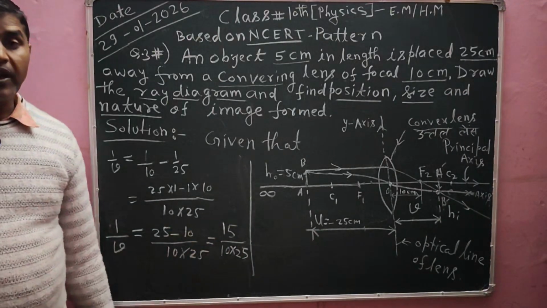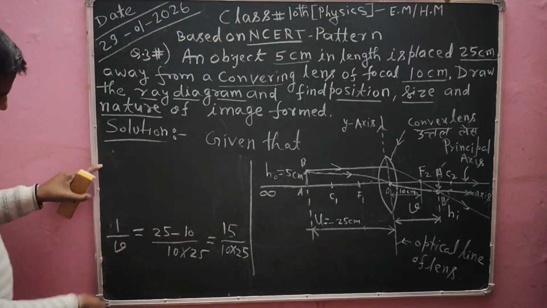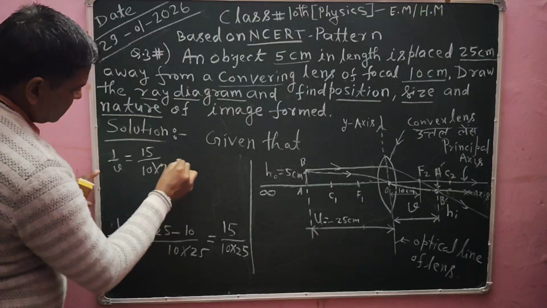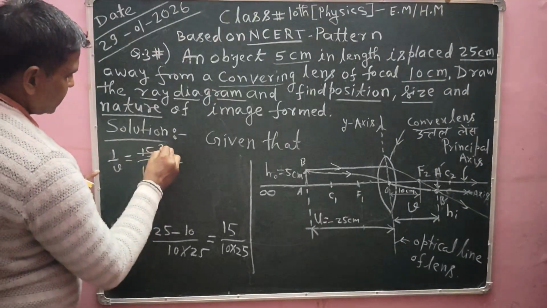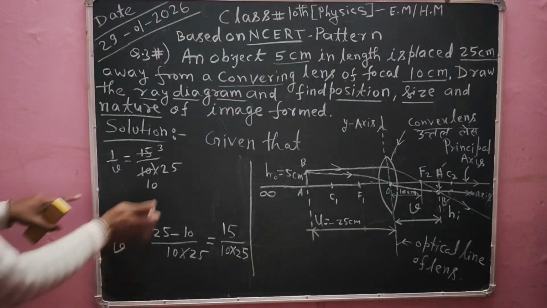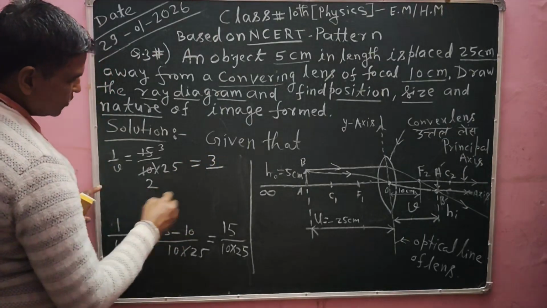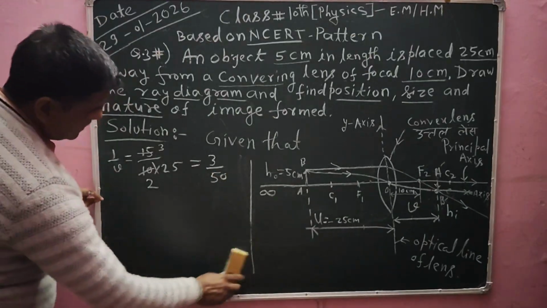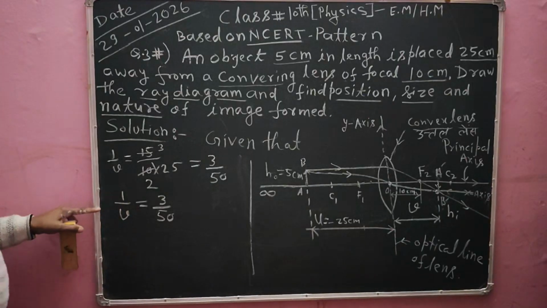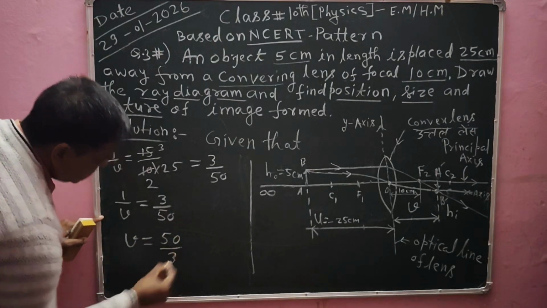Further I will simplify, and after simplifying I will get the value of v. 1 by v is equal to 15 divided by 10 into 25. 5 threes are 15, 5 twos are 10. So here I can write 3 divided by 25 into 2, that will be 50. In other words, 1 by v is equal to 3 divided by 50. I will do cross multiplication, and after that I will get v equal to 50 divided by 3.